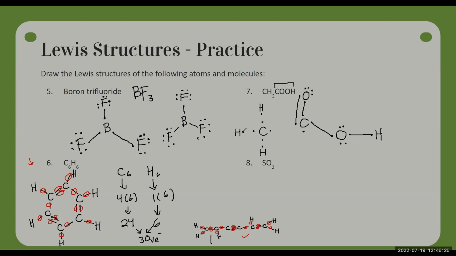And then I can just bond these unpaired electrons here. 1, 2, 3. And then we can see that this CH3 on the left side has 1 unpaired electron here. And then this COOH fragment on the right also has 1 unpaired electron down here. So we can actually join these 2 unpaired electrons.